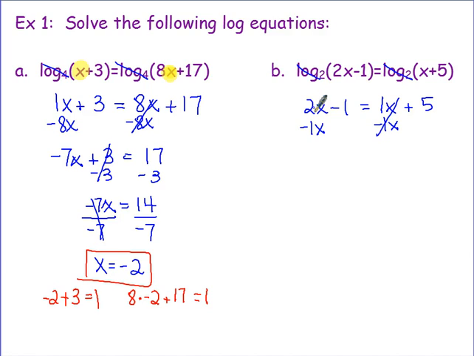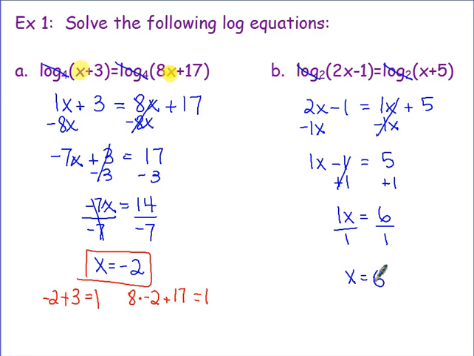Cancel. 2x, take away 1x is 1x minus 1 equals 5. You should have added 1 to both sides, giving you 1x equals 6. Divide by 1, you get x equals positive 6.